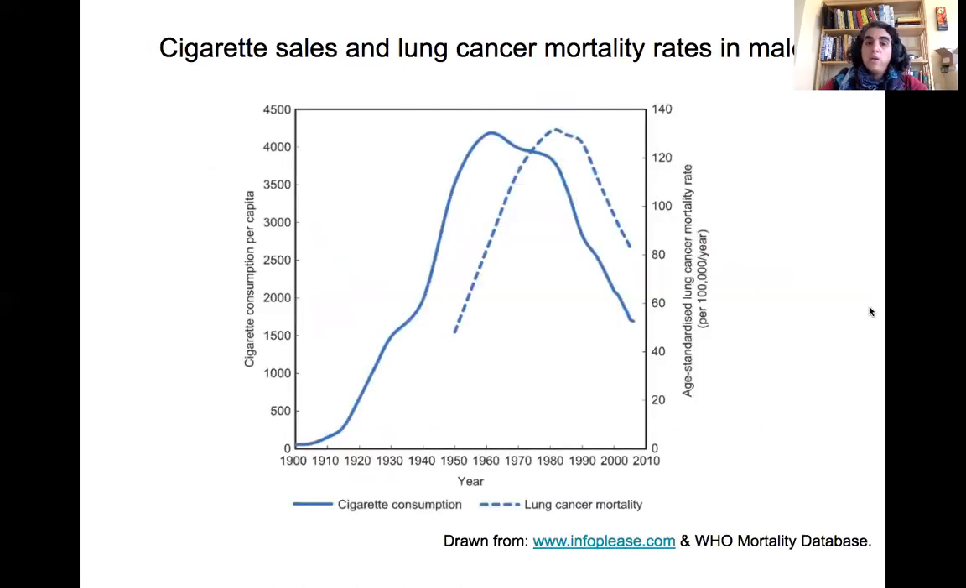Here's another example, which is cigarette consumption and lung cancer mortality in men. You can see that cigarette consumption went way, way up from 1900 to 1950 and then started to drop. And here's the curve of lung cancer mortality, so deaths due to lung cancer, which looks a lot like the cigarette consumption graph, but shifted about 20 years later, which also aligns with our sense of the progression of lung cancer. It takes time for lung cancer to develop. So those are a couple of examples which show temporality.